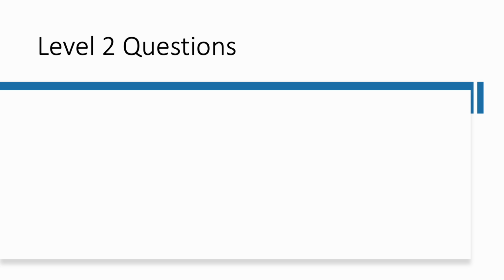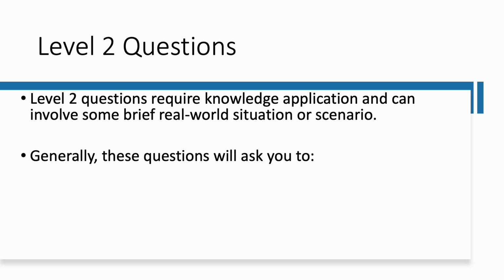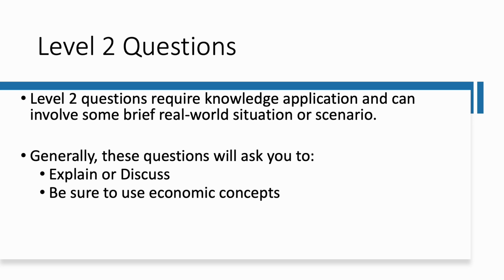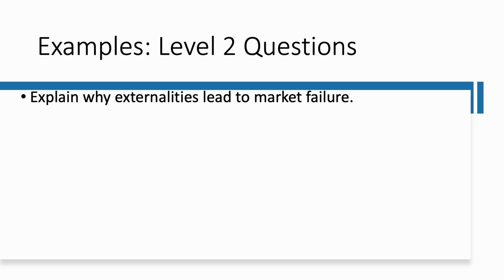Level 2 questions require knowledge application and can involve some brief real-world situations or scenarios. Generally, these questions will ask you to explain or discuss. Be sure to use economic concepts, because an answer that does not highlight economic principles and concepts is likely to earn less than full marks. Here's an example. Explain why externalities lead to market failure.